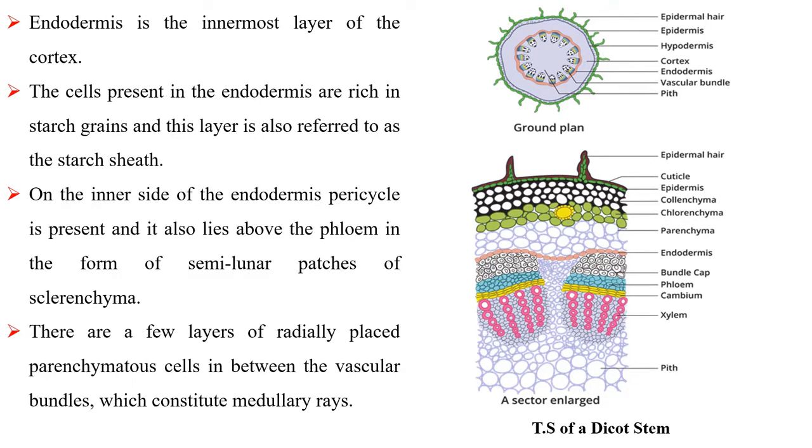Endodermis is the innermost layer of the cortex. The cells present in the endodermis are rich in starch grains and this layer is also referred to as the starch sheath. On the inner side of the endodermis, pericycle is present and it also lies above the phloem in the form of semilunar patches of sclerenchyma. There are a few layers of radially placed parenchymatous cells in between the vascular bundles which constitute medullary rays.